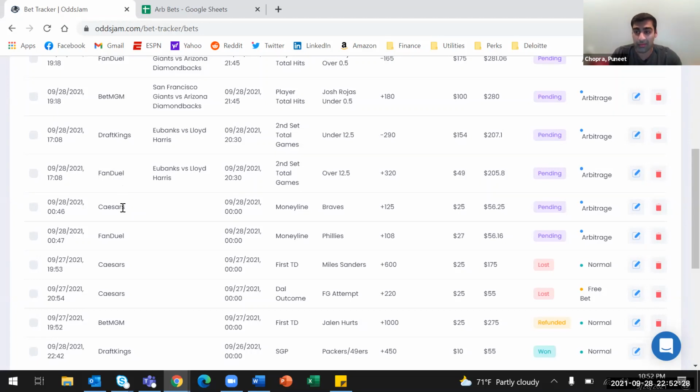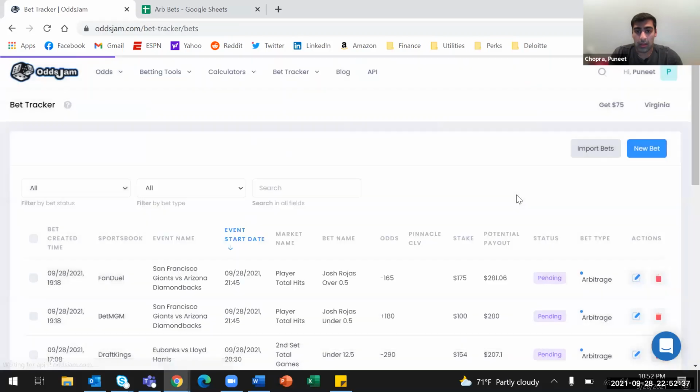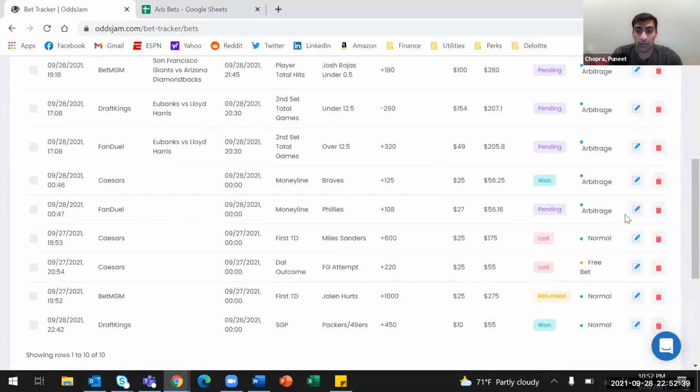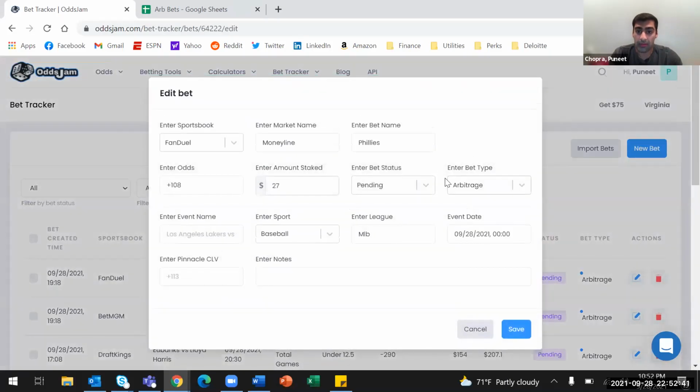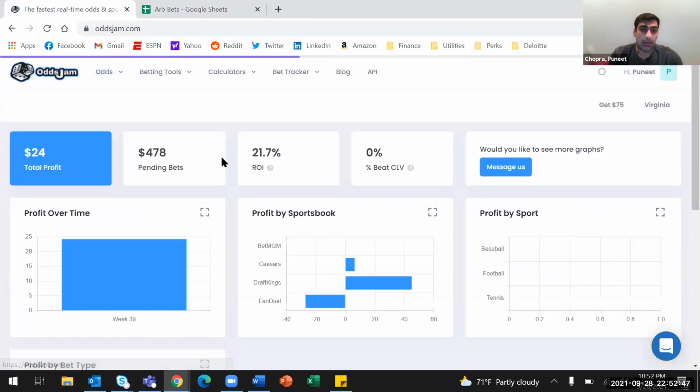So $25 was the max at Caesars. So I can update this now because the Braves, they won. So I can update it from pending to 1 and save. And then I can do the same with the Phillies since they lost, and that's fine. But when we go back into then the dashboard, you can see that my ROI went up. My total profit went up because I ended up profiting because I played both sides of the arbitrage bet.